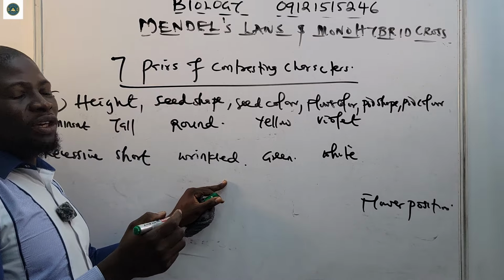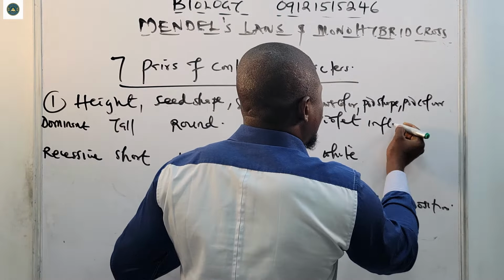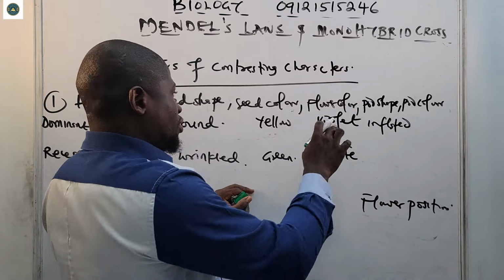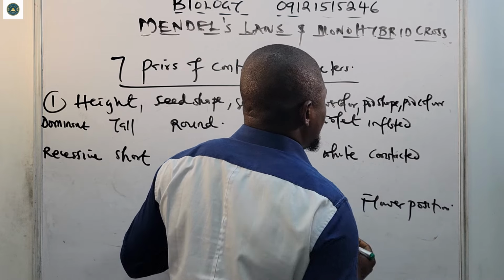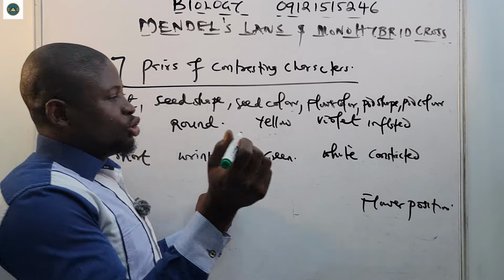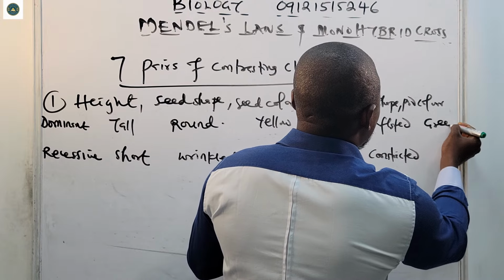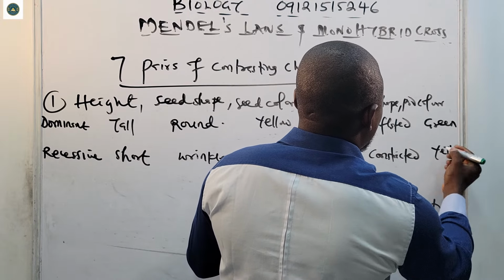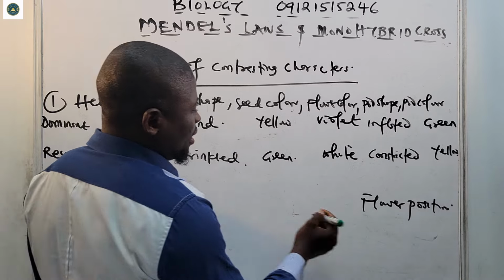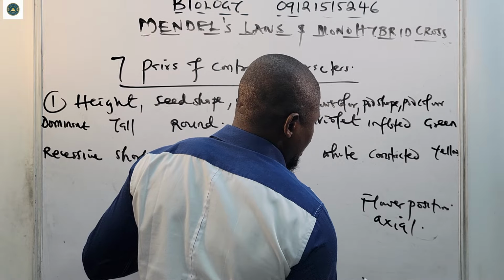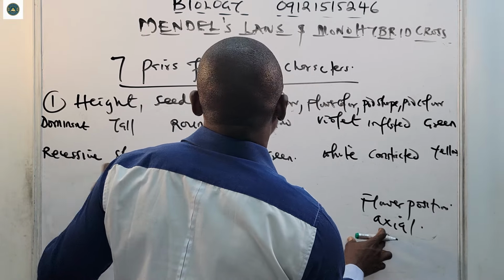Then for the pod shape, the dominant is inflated. It has an inflated pod shape, while the recessive has a constricted pod shape. Then for the pod color, we have green for the dominant, while the recessive is yellow. Then for the flower position, the dominant is axial, while the recessive is terminal.